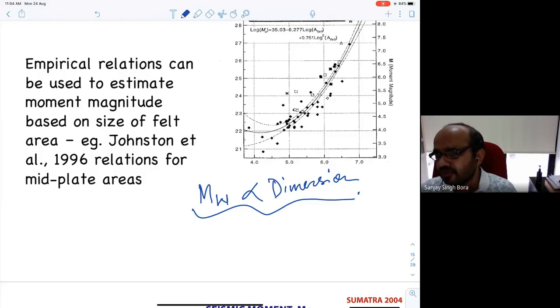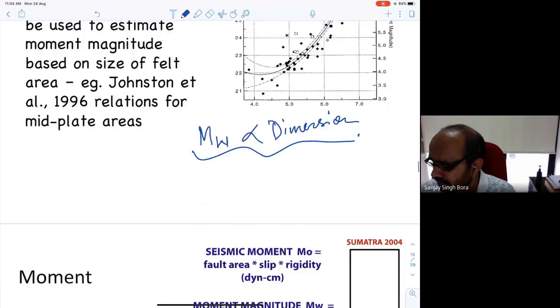The moment magnitude they estimated was from the seismograms, and the size of the earthquake they estimated from the geological field measurements. So they went to the field, they took the fault dimension measurements and the moment magnitude measured from the seismogram, and then they tried to come up with some empirical relationship. So that's why it is also useful.